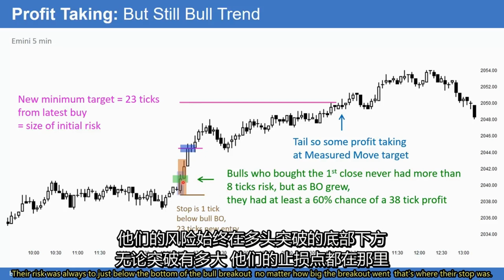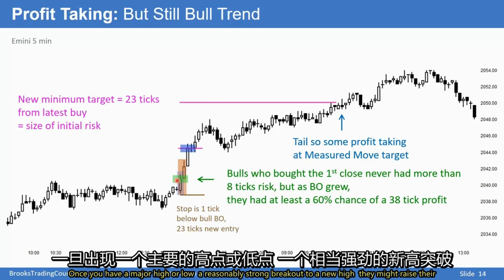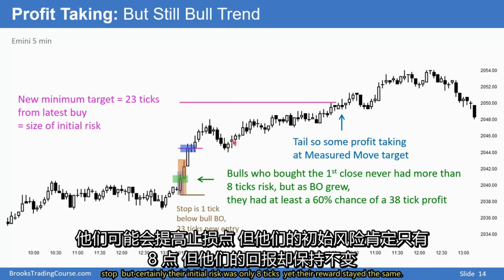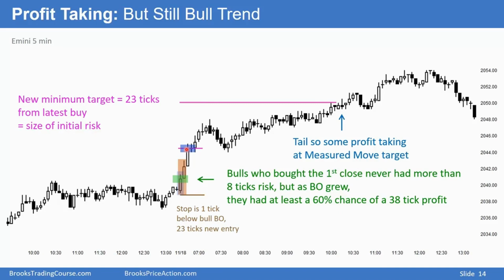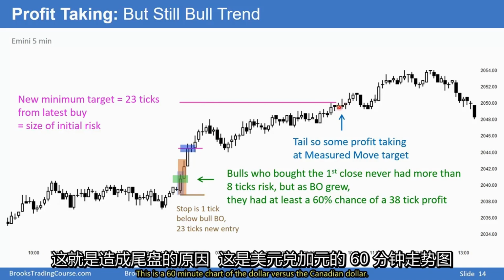The bulls who bought this close never had more than an 8-tick risk. Their risk was always to just below the bottom of the bull breakout. No matter how big the breakout went, that's where their stop was. Once you have a major high or low, a reasonably strong breakout to a new high, they might raise their stop, but certainly their initial risk was only 8 ticks, yet their reward was way up here. Once we had this close, they had a 60% chance of making 38 pips. And you can see some traders took profits here. That's what caused that tail.